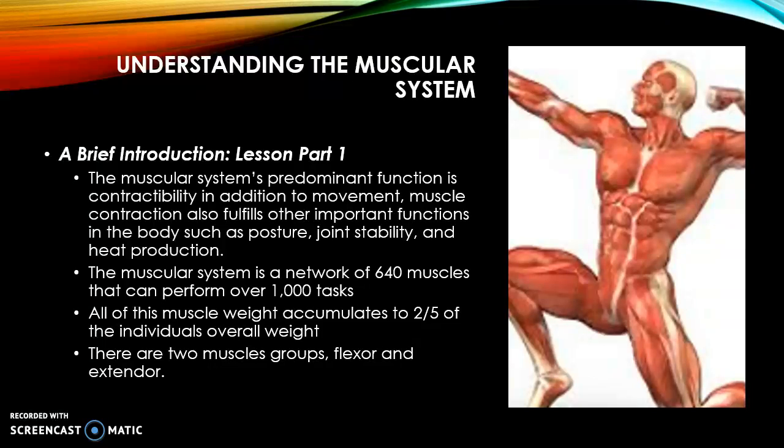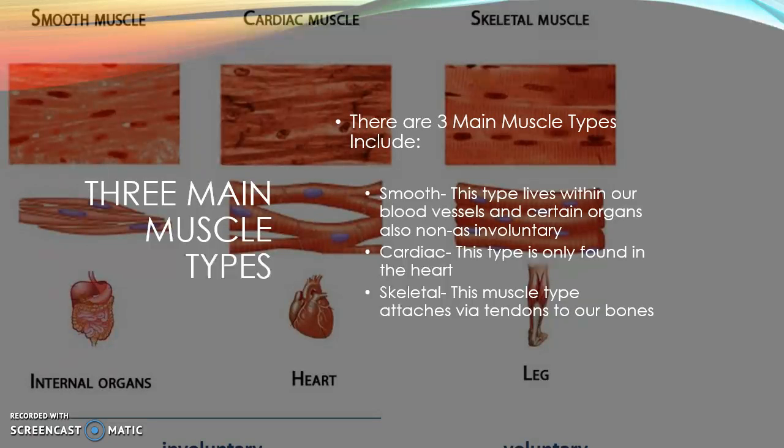There are 2 different muscle groups, the flexor and extender. There are 3 main muscle types. There is the smooth muscle, which lives within our blood vessels and certain organs, also known as the involuntary. Next, we have the cardiac muscle type. This type is only found in the heart, and the skeletal muscle is a type that attaches via tendon to our bones.